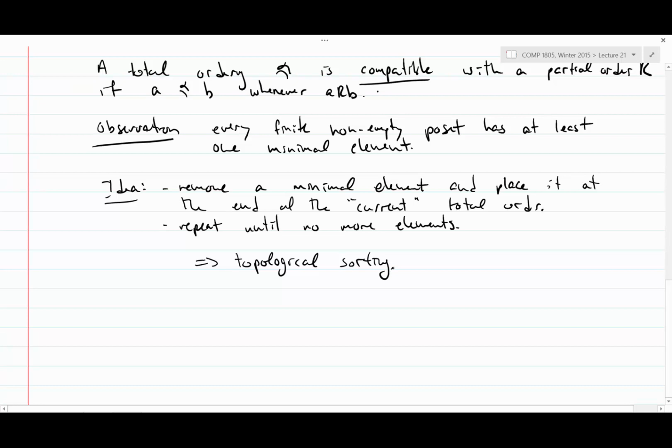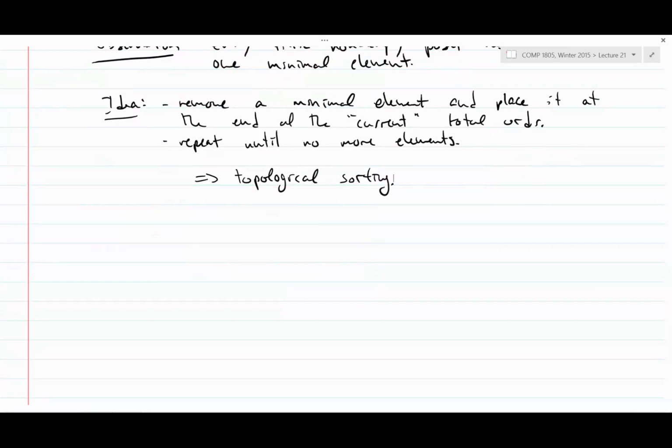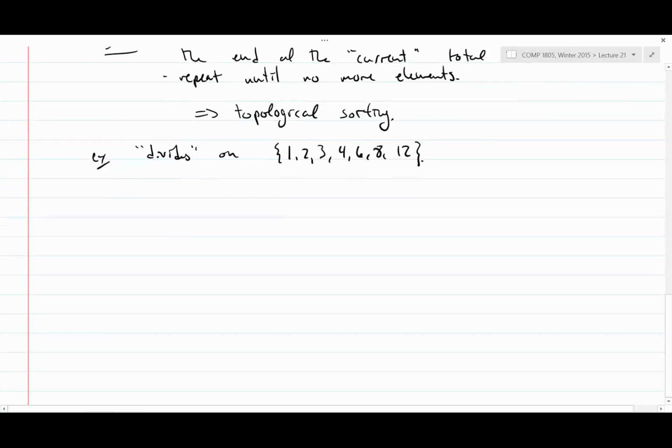So we're sorting this set with respect to a partial order, as opposed to a total order, which is how we're used to sorting sets. So I'm going to do this on a smaller example than the previous one, and then I'll show you how to do it on the previous one later. So for example, let's say we have the divides relation on the set 1, 2, 3, 4, 6, 8, 12. Right, this is the one we had last time, I think.